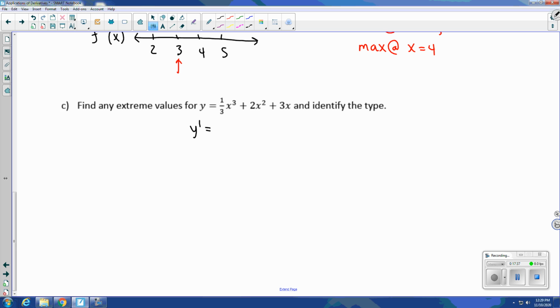Calculating the derivative, we're going to get x squared plus 4x plus 3. This derivative will never be undefined, so I don't have to know when it does not exist. The only thing I'm looking out for is when this equals 0. Factor that, and you'll get that x equals -1 and x equals -3 are your critical points.